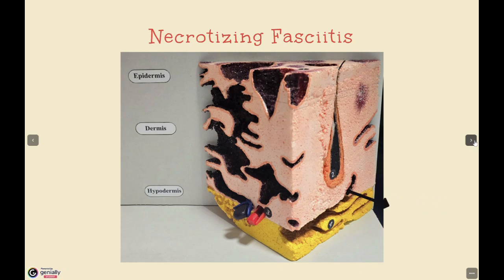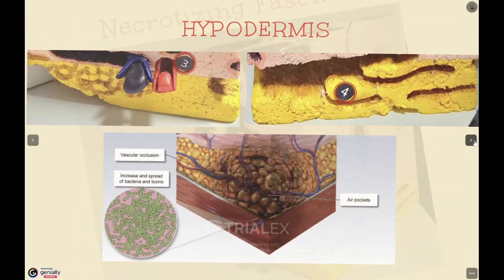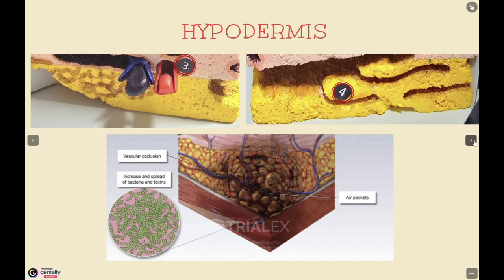In the hypodermis is where necrotizing fasciitis becomes especially dangerous. The infection spreads quickly through the subcutaneous tissue and along fascial planes. The hypodermis can show widespread necrosis, fluid buildup, and destruction of fat and connective tissue. Because this infection spreads so fast, treatment often requires emergency surgery to remove dead tissue.